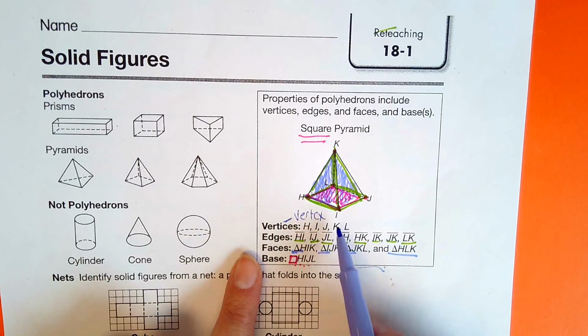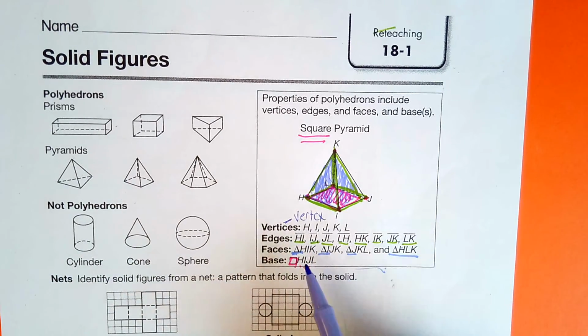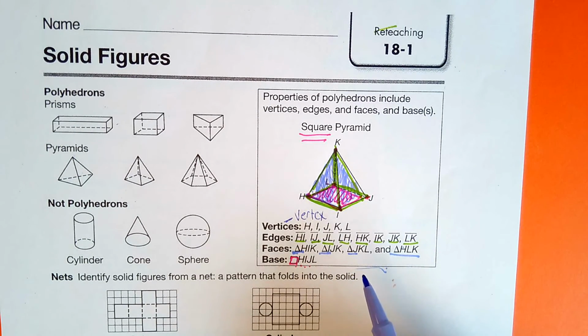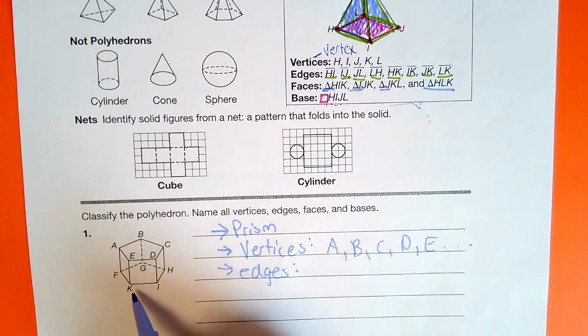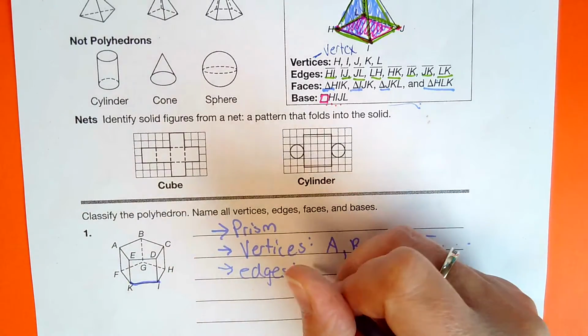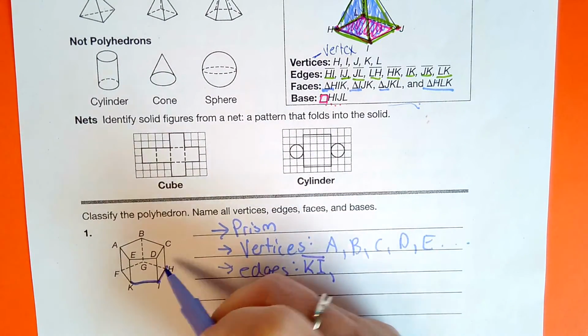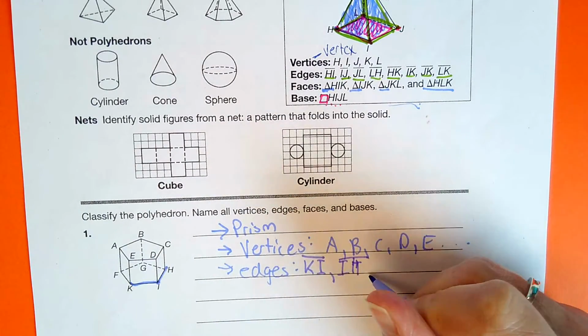And your faces will be shapes that are made up of more than one line, so you're going to have more than 2 letters for your faces. So for my edges, I'm looking for 2 letters. So for example, KI is an edge. Line KI. IH is an edge. GH is an edge.